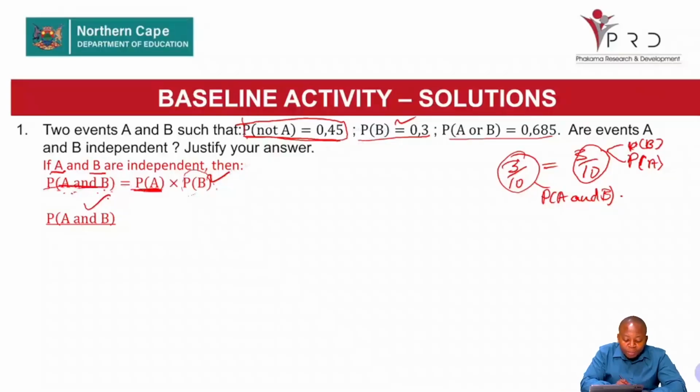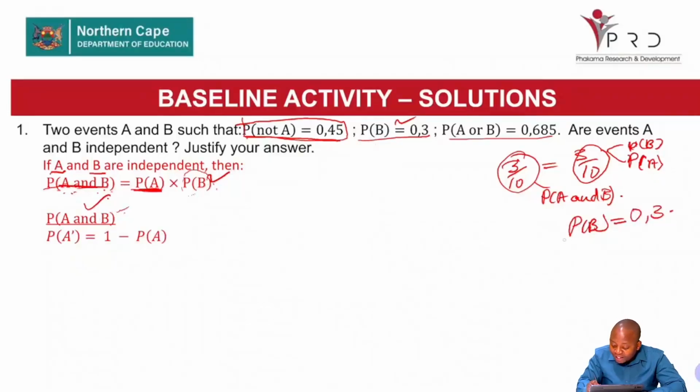Now, to find the probability of A and B, we'll use the addition rule. However, before we can do that, we must find the probability of A. We have the probability of B, which is given as 0.3. We need to find the probability of A, and we are told the probability of the complement of A. So how do we find the probability of A in this case? This is our complementary events. We are given the complement of A, so we must find A.